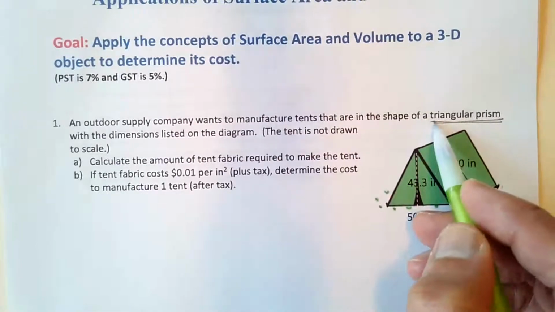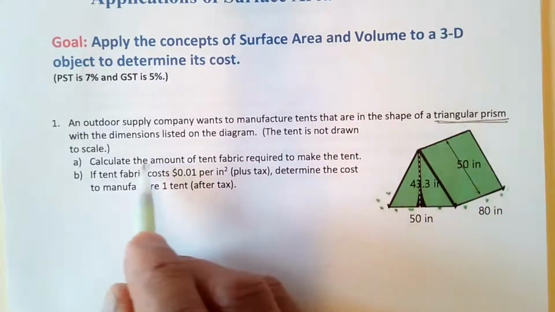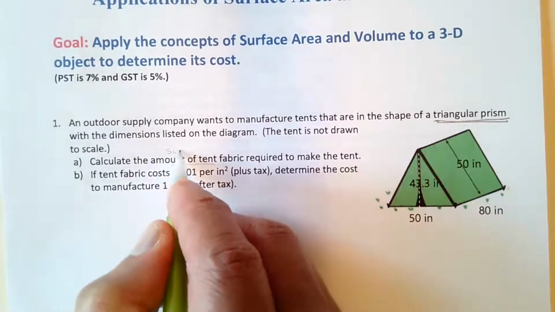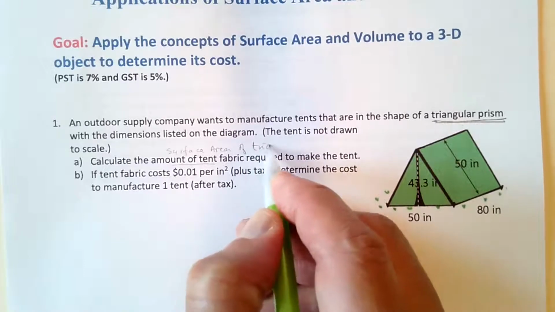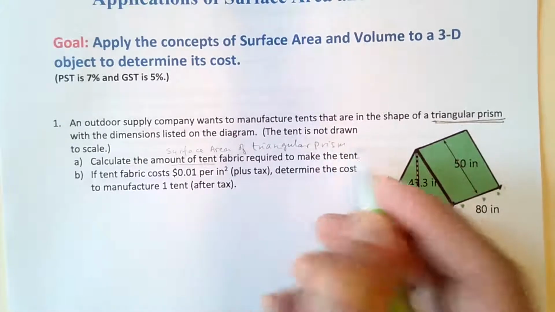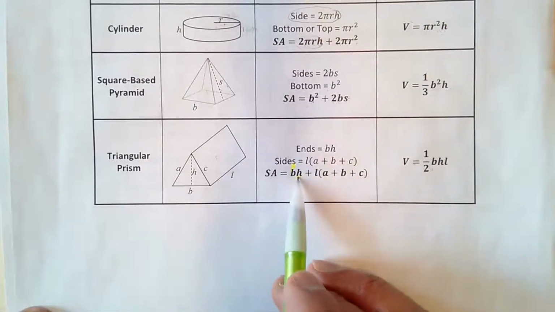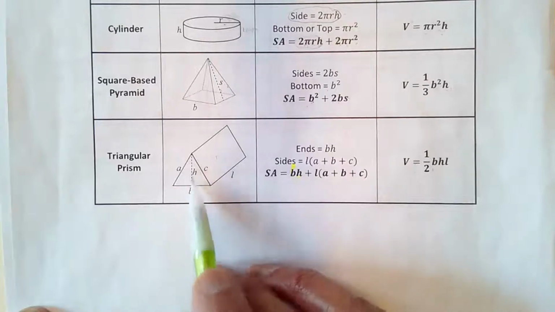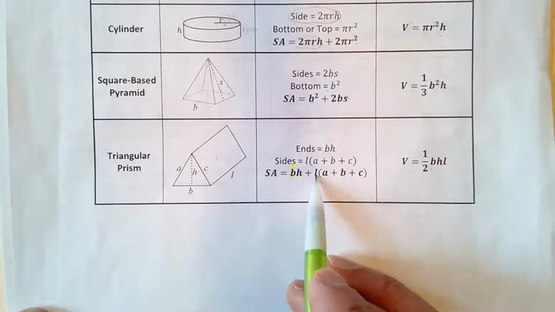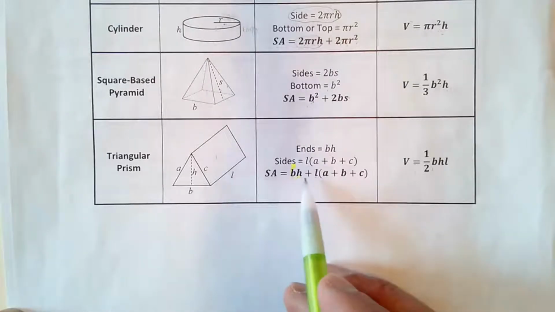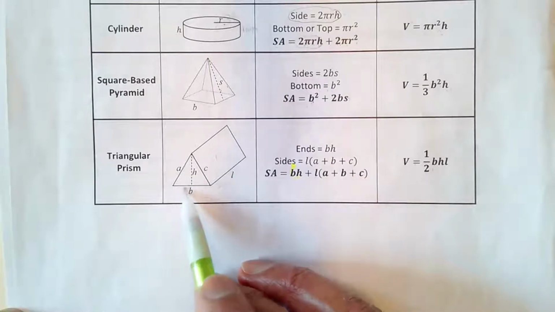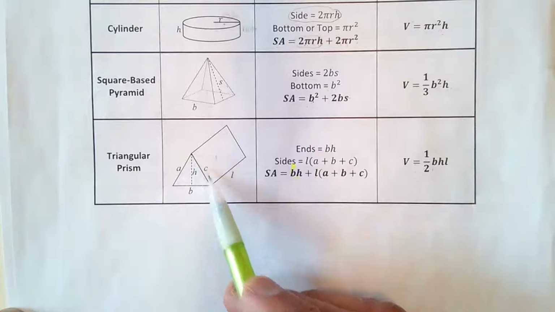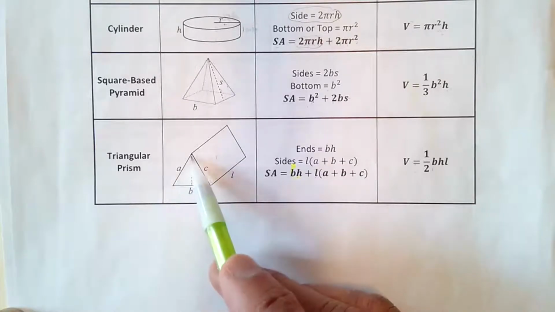Since they give us what kind of figure it is, a triangular prism, and they're asking you the amount of fabric, so this will be the surface area of the triangular prism. So now we go to our formula sheet, and the surface area is the base times its height. Remember, it's the vertical height, plus L, which is the length, right? Plus the slant height here, A and C, their slant height, plus B, the base. Think of this as a triangle. So this would be a right angle triangle with a hypotenuse, so I put a slant height, so C.